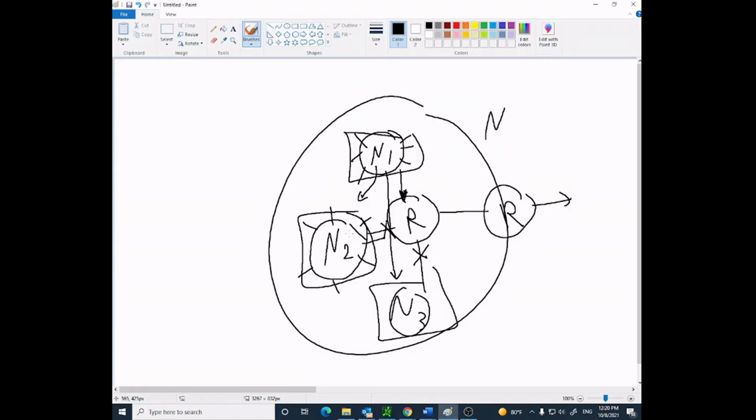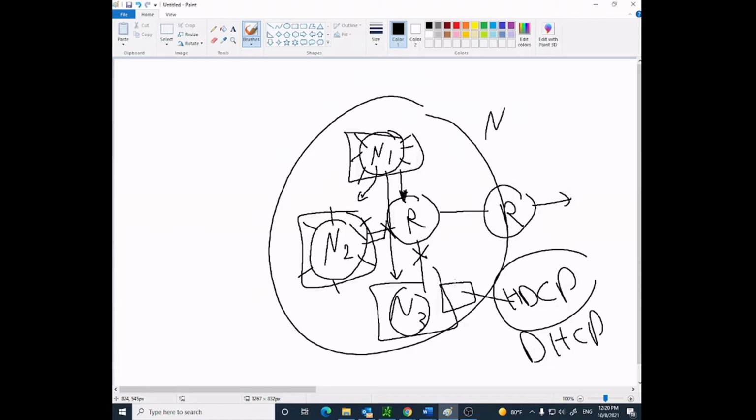Now, of course, this will come with a little bit of a problem. What if I have, let's say, the server in network 3, and the server here, for example, is the Dynamic Host Configuration Protocol, DHCP? What if the server that's supposed to provide IP addresses to all these devices is in network 3? Well, if that's the case, we can configure the router to allow that type of traffic to be passed to the server.